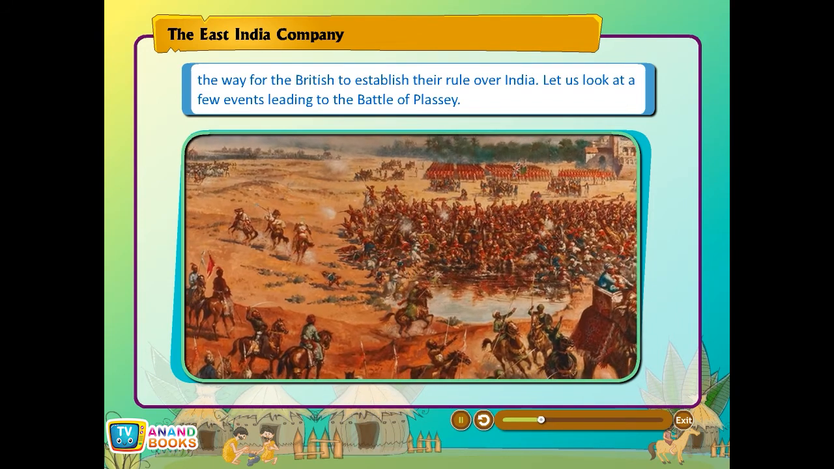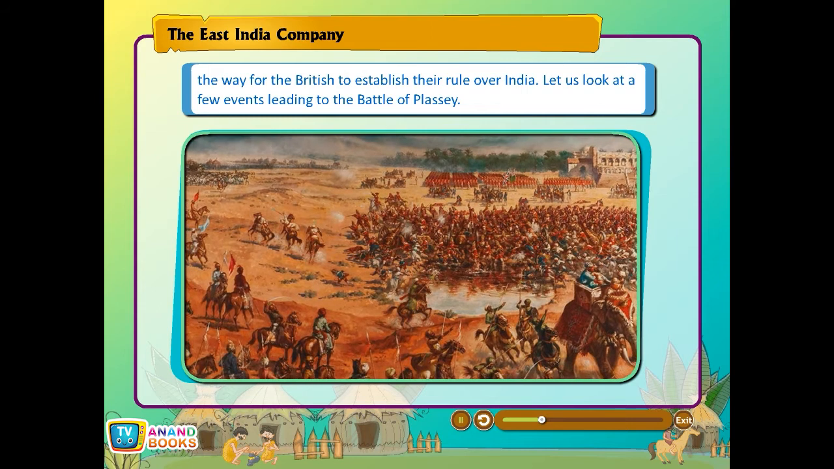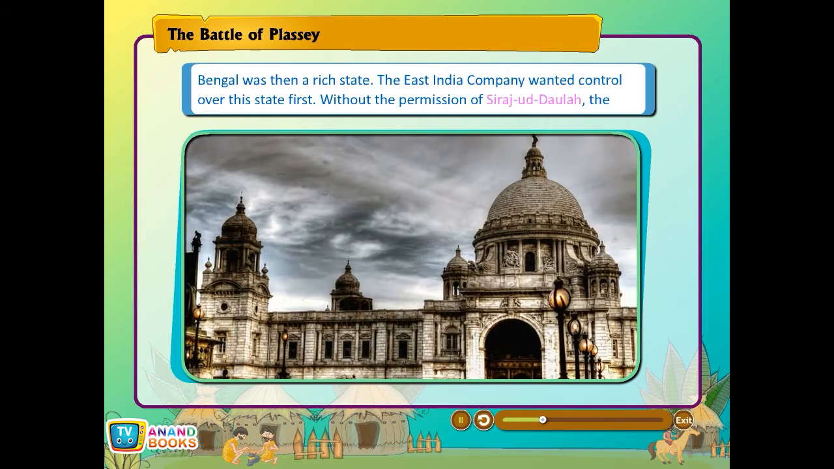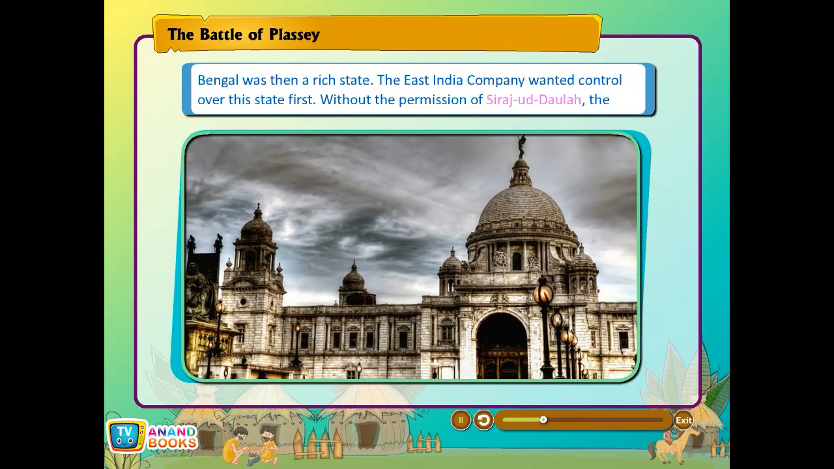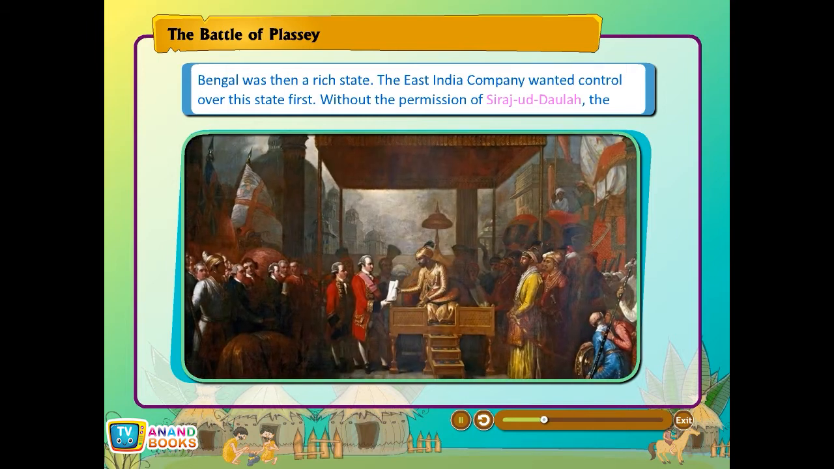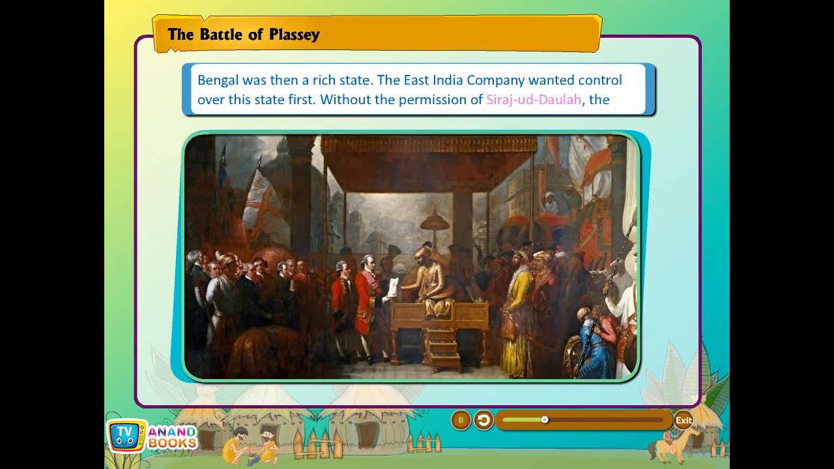Let us look at a few events leading to the Battle of Plassey. The Battle of Plassey. Bengal was then a rich state. The East India Company wanted control over this state first.